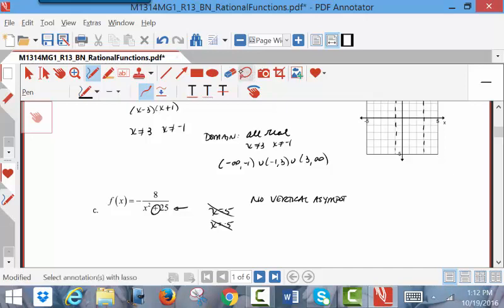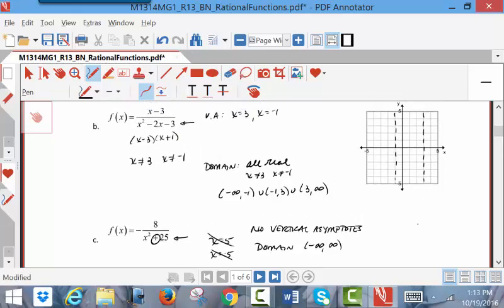I think I just spelled that wrong. I got close. No vertical asymptotes, and for the domain, there's no restrictions. It's all real numbers because there are no values that would make that denominator equal 0. And that's all based on the fact that there's a plus sign between that x squared and that 25. Had it been a minus sign, it would have been some vertical asymptotes. Okay, so that's just a warm-up to vertical asymptotes.